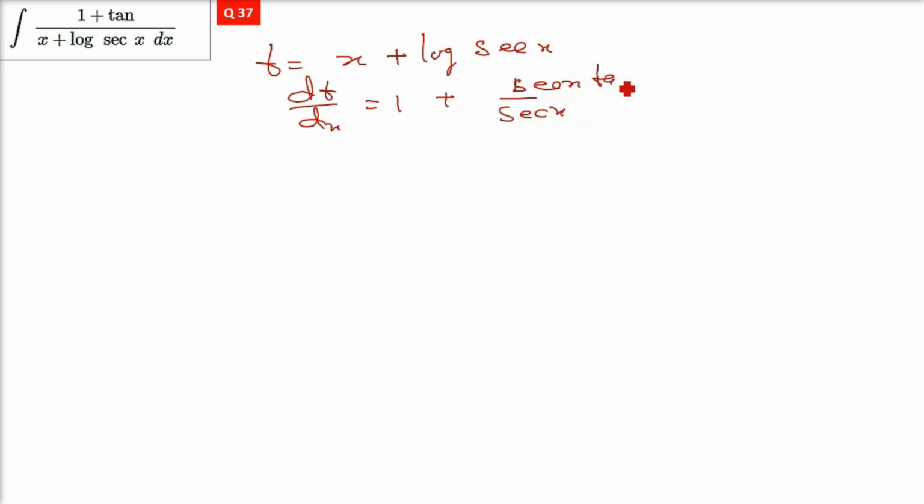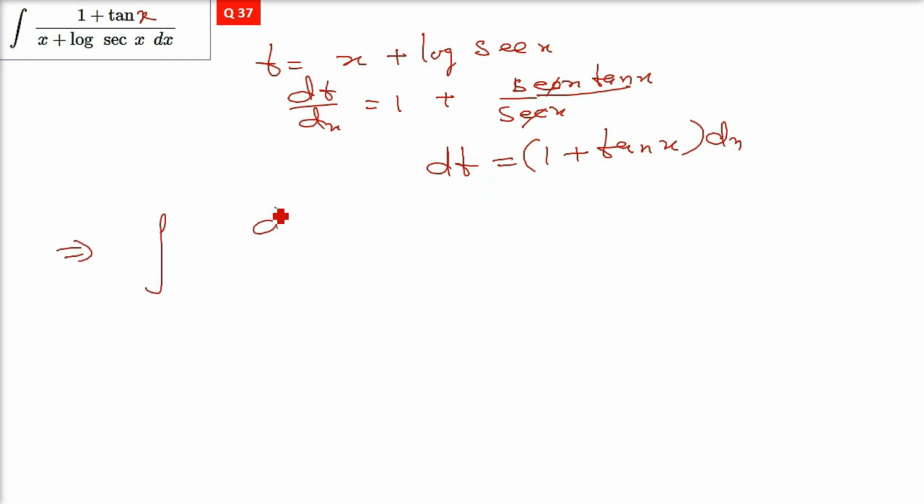So 1 plus 1 by sec x into sec x tan x. Sec x gets cancelled. 1 plus tan x will directly come. So this dt is nothing but 1 plus tan x into dx. So this whole is dt only. So it's very straightforward now. We have integration. This is dt.